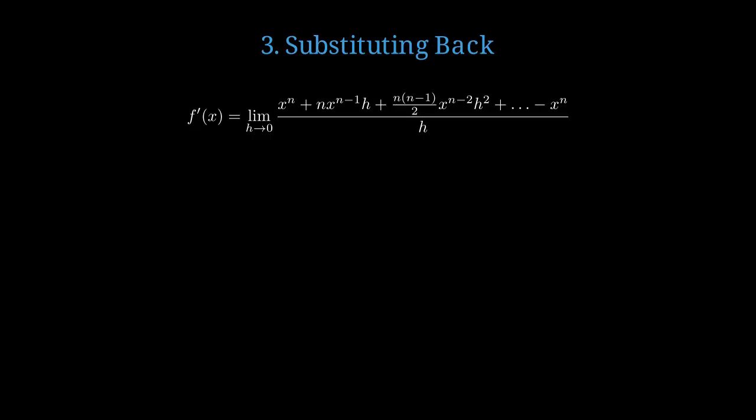Let's substitute this expansion back into our derivative formula. We get the limit as h approaches 0 of all these binomial terms minus x^n, divided by h. The x^n terms cancel out, leaving us with n x^(n-1) times h plus the higher order terms, all divided by h. Now we divide every term in the numerator by h.